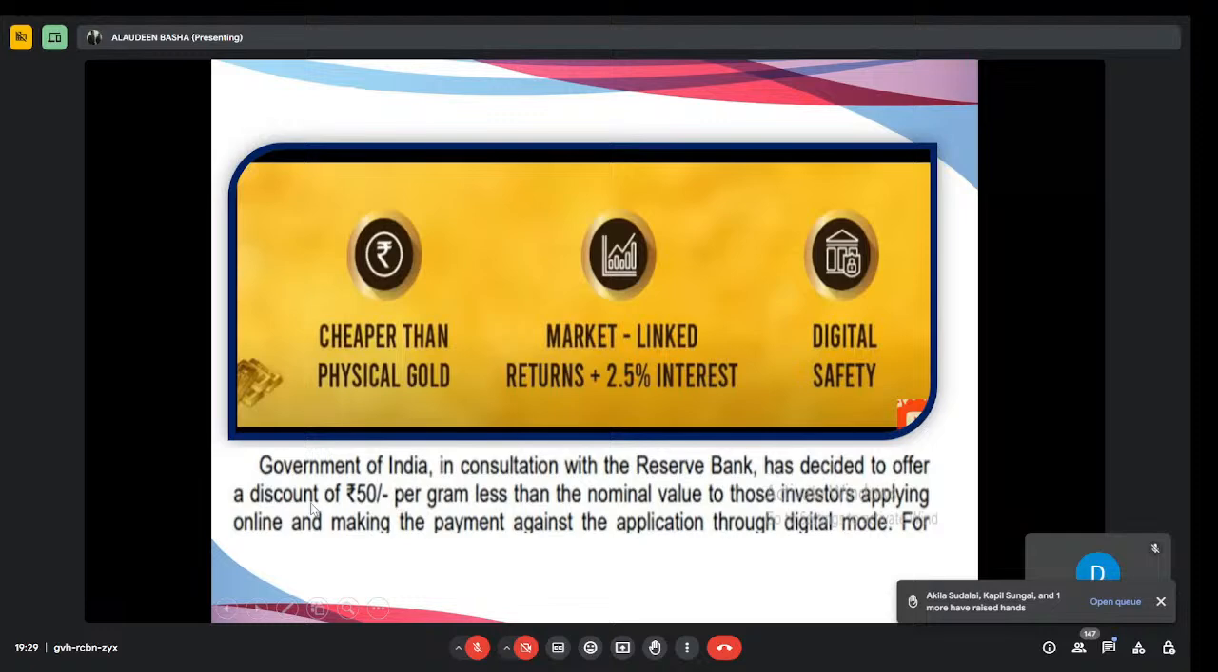And as I told, the Government of India and the RBI decided to offer a discount of 10 to 50 rupees per gram when you are investing through digital mode. Digital mode means you can buy online or through a Demat account. The 50 rupees per gram is the discount price.